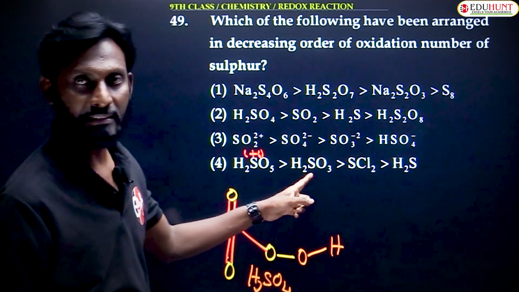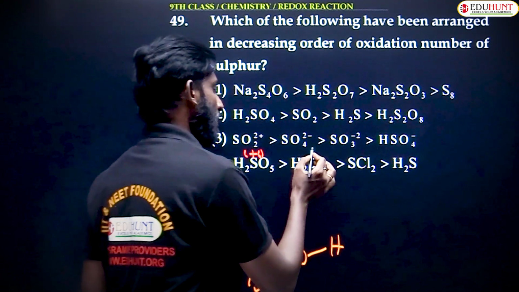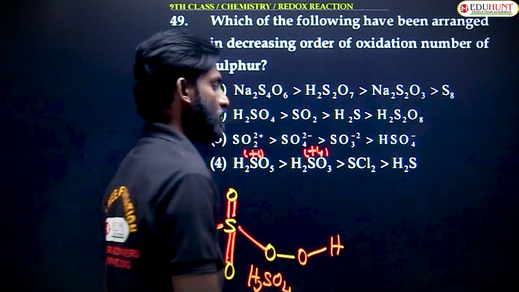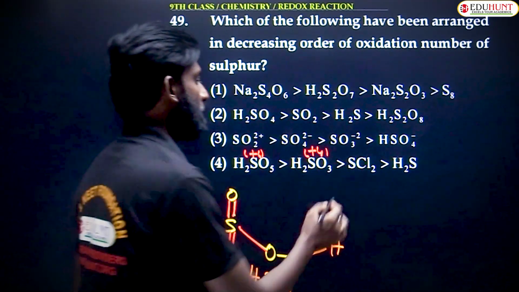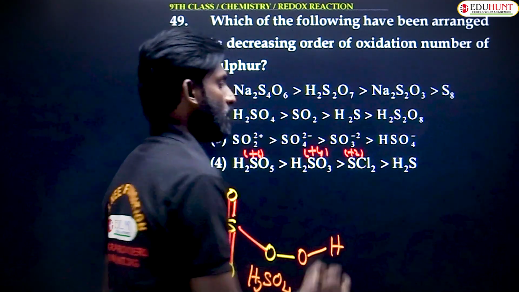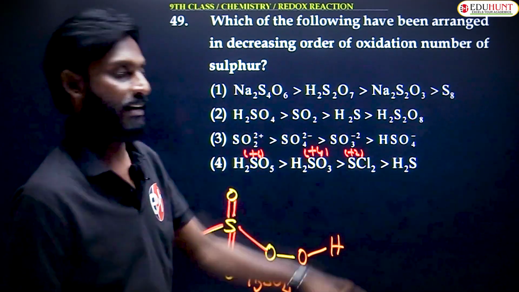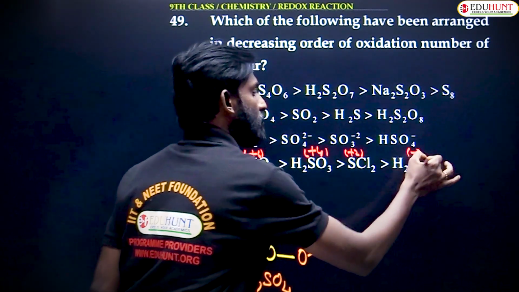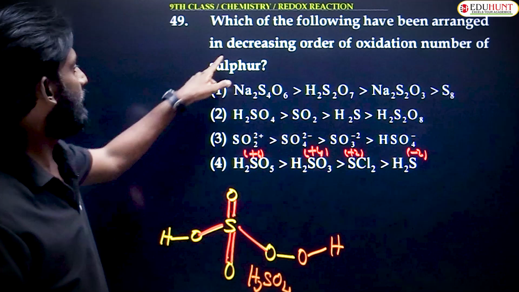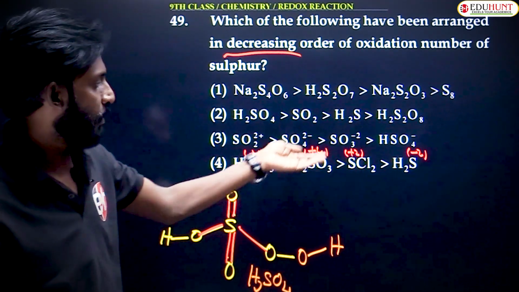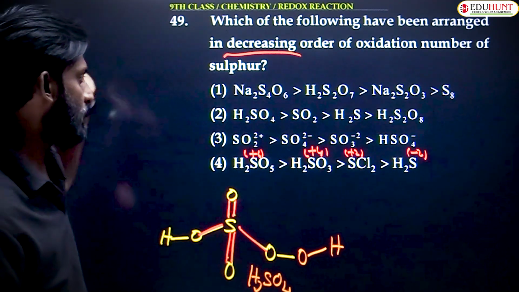And sulfurous acid we did several times. Here sulfur comes out to be plus 4. And here sulfur comes out to be plus 2. And here in hydrogen sulfide, sulfur will be in minus 2. So I think this is the correct decreasing order, plus 6, plus 4, plus 2, minus 2. So no need to check other options.